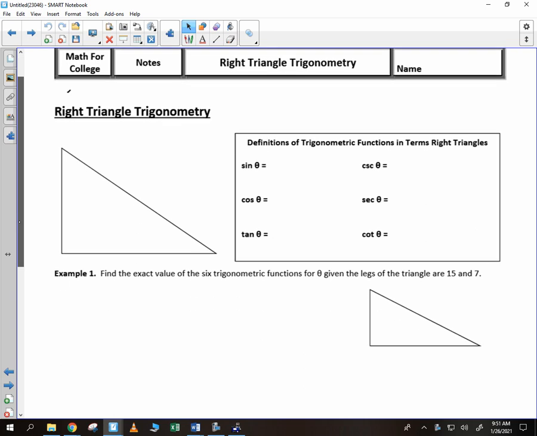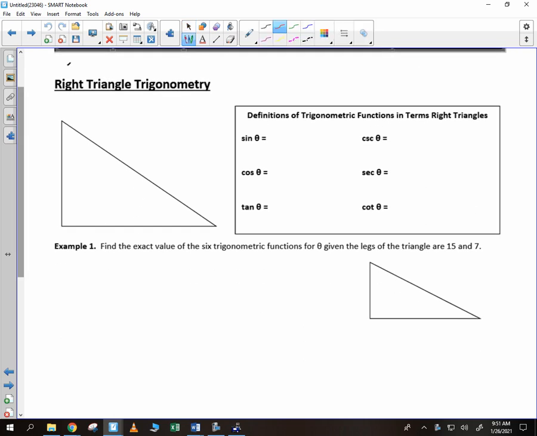We're picking up with right triangle trigonometry. As we consider right triangles, we like to say that this is an angle theta, and this is my 90-degree angle. Given that type of right triangle, we can label all three sides with one of three terms. This one is the hypotenuse. It is the longest of the three sides, and it's always across from the 90-degree angle.